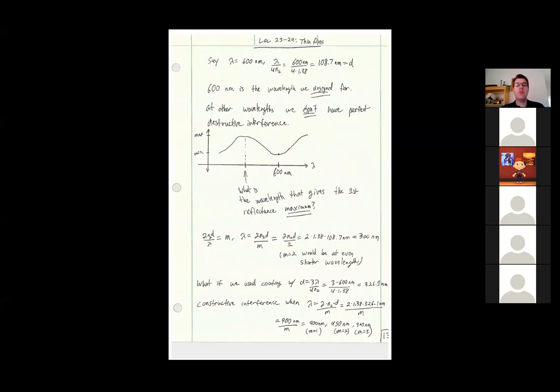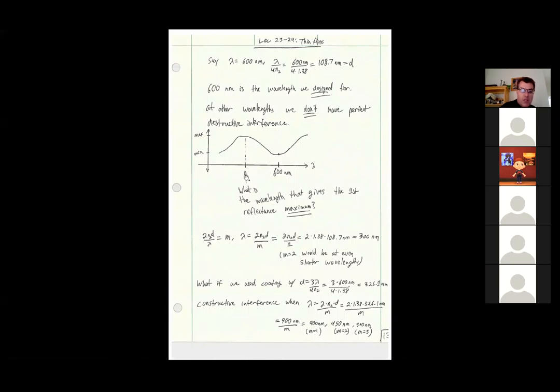So let's work through this in an example with numbers. If the wavelength were 600 nanometers, lambda over 4N2 would be 600 over 4 times 1.38. We get a number here. 600 nanometers is the wavelength we designed for, so we know we're going to get very low reflectance there. We're going to get stronger reflectance when we go away from that.